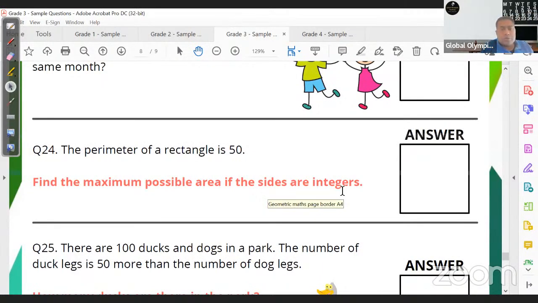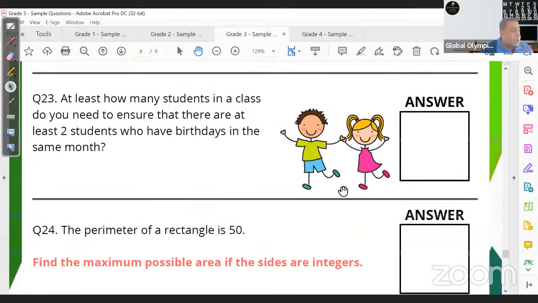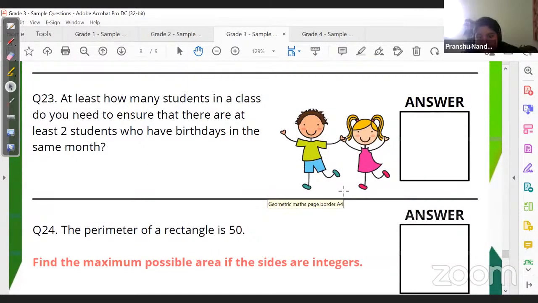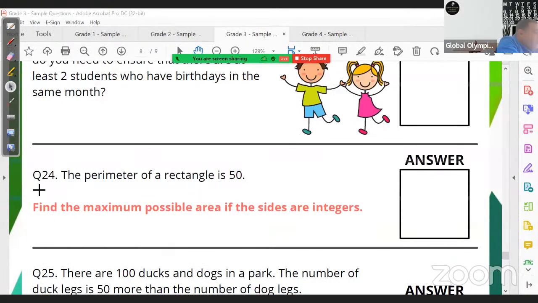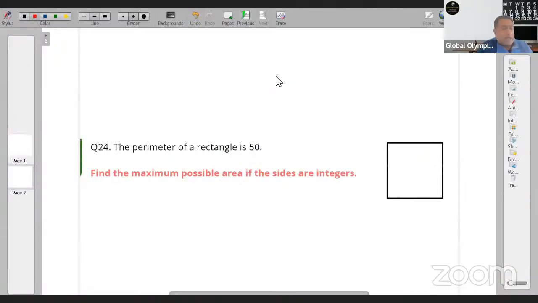Ranchu, Tejas, do you remember? We are done till question 23. Now we've done this question, right? Yes, sir. Okay. So we'll begin from question 24 and 25 we'll do, and also for paper, grade 4 paper also. All right. The perimeter of a rectangle is 50.